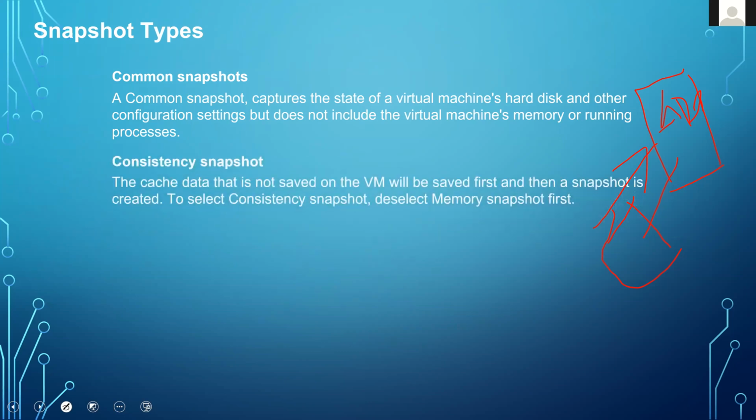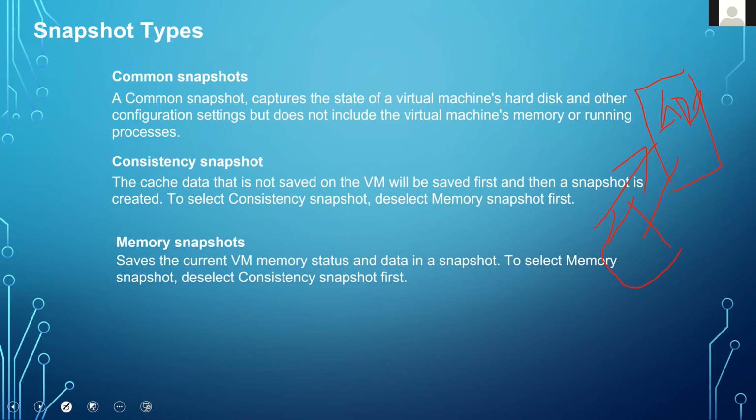The other one is the consistency snapshot. What is a consistency snapshot? Sometimes there's data in the cache and the operating system is trying to write it to the disk. When you create a consistency snapshot, first it will save the data on the disk and then it will take the snapshot. So your data will be consistent on the disk. This is called a consistency snapshot. But in this snapshot, your memory data will not be stored. This is just for the file system. Your file system will be consistent. It depends. Maybe you don't need the memory data. You just need the disk data to be consistent and saved properly.